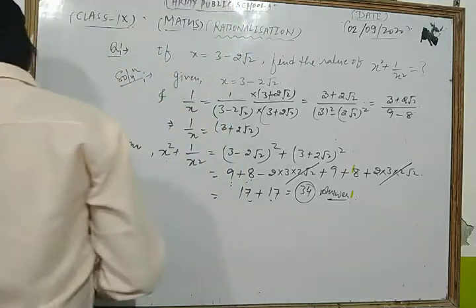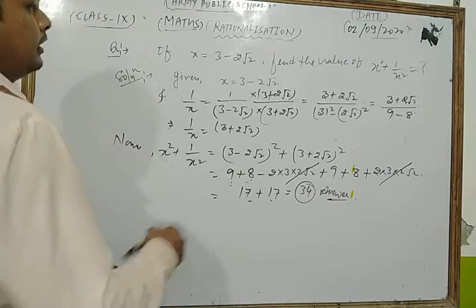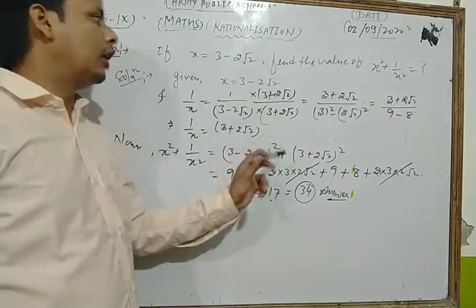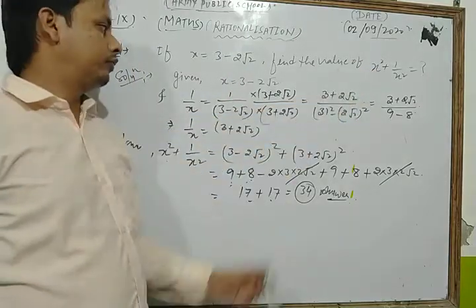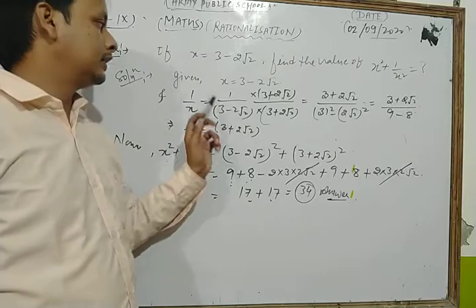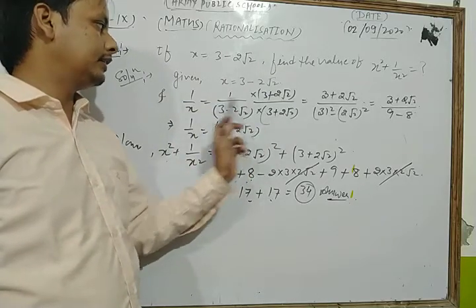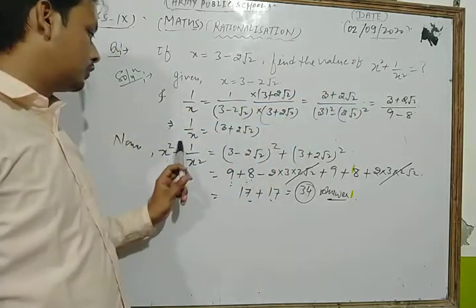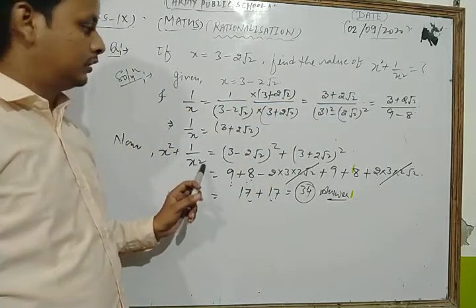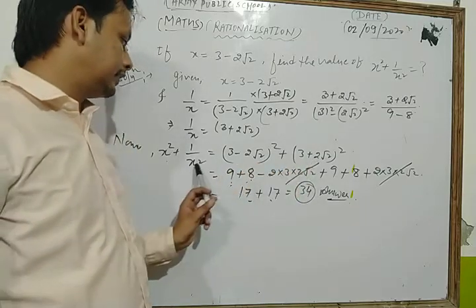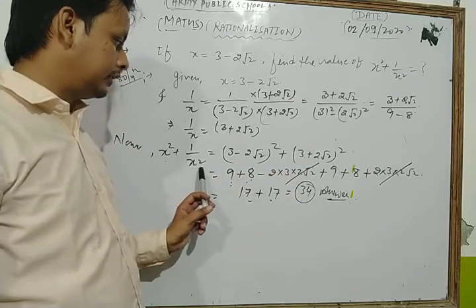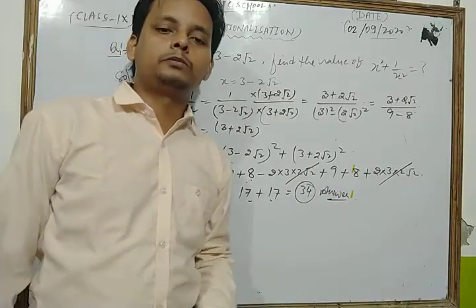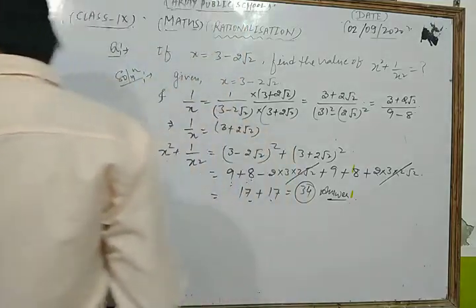Okay, now look, this is your final answer. Let's see once more. In solving that type of question, first you write the value of x as it is. After that, first you find the value of 1 upon x by rationalizing. After that, you easily get the value of x square plus 1 upon x square. We put all the values in that expression, and after solving we get our result. Now we take and solve some other important question of that topic. Let's see.